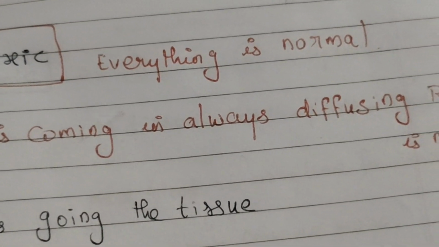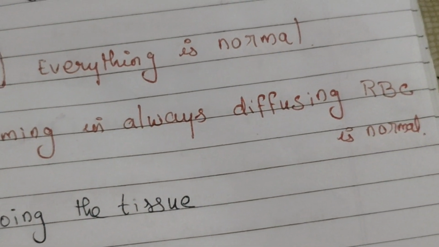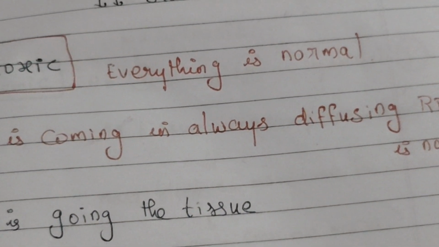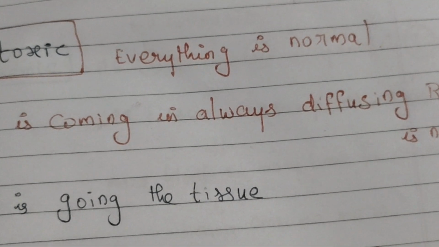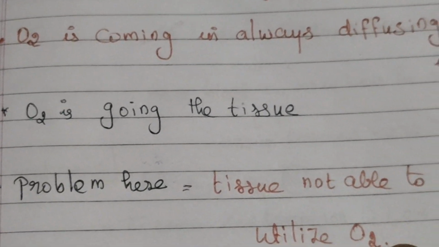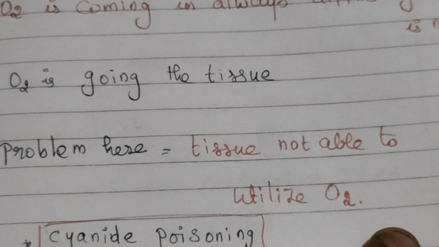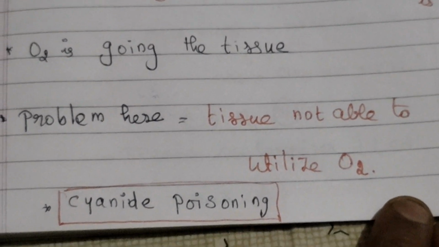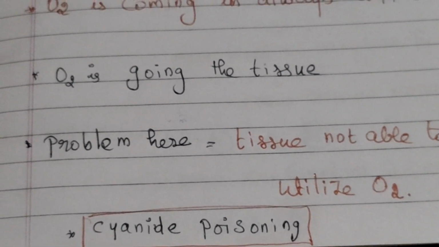Oxygen is coming and diffusing, RBC is normal. Oxygen is going into the tissue, but the problem here lies in the tissue. The tissue will not be able to utilize oxygen, and it can be if there is a cyanide poisoning.